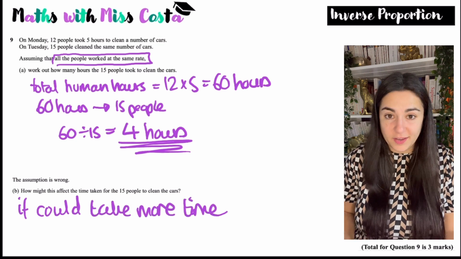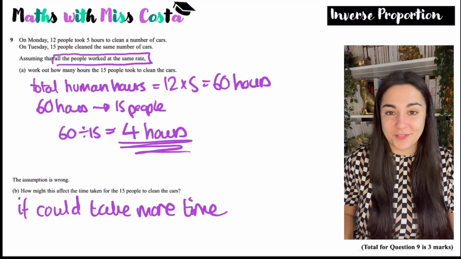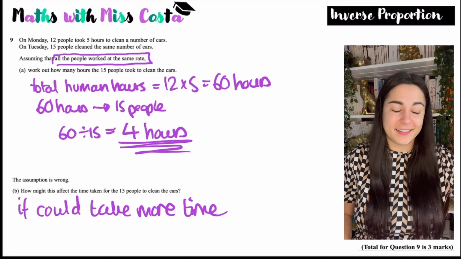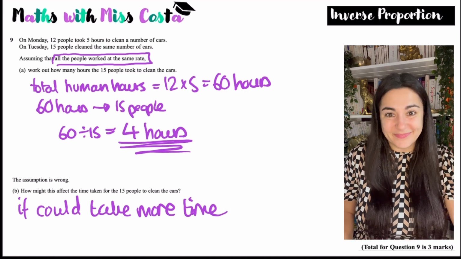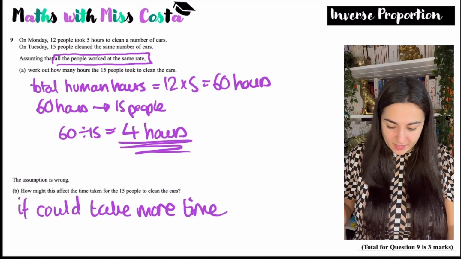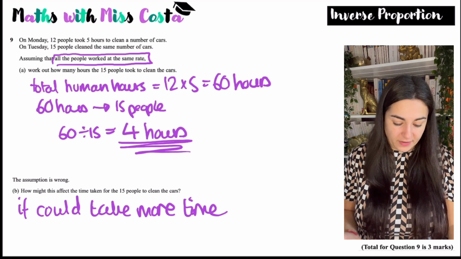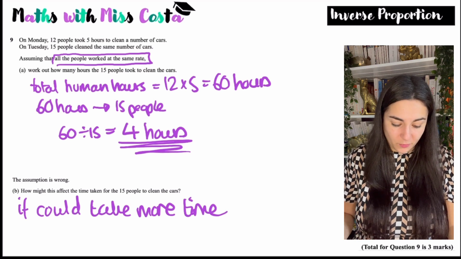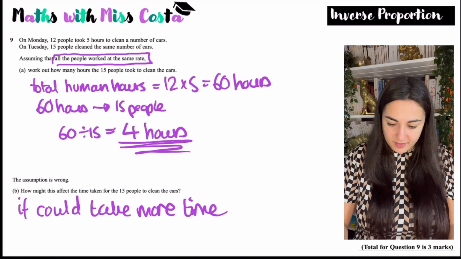So in theory, it would be great if everyone worked at the same pace, but everyone is totally unique and different and has different skills and sets and specialities and talents. So probably the assumption is going to be wrong, but it's an average, isn't it? So yeah, if they took longer, it would take more time. If they were really quick, it would take less time.